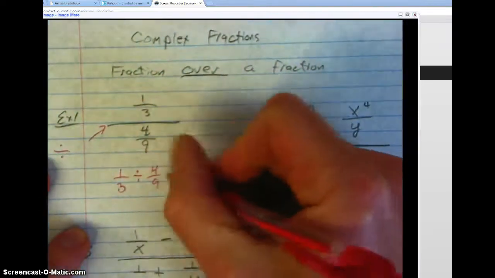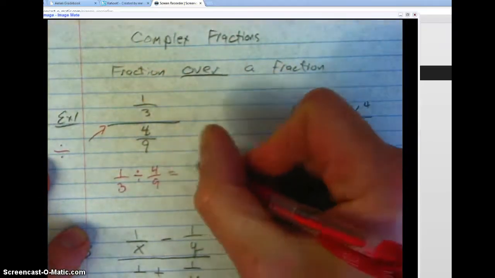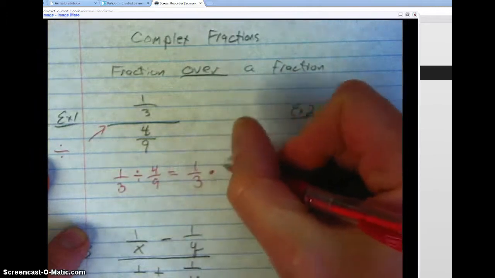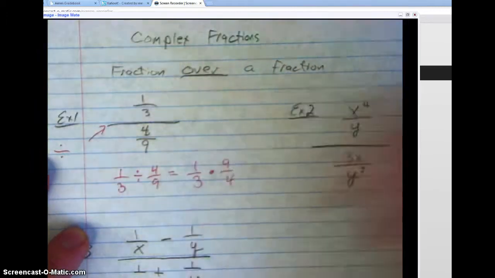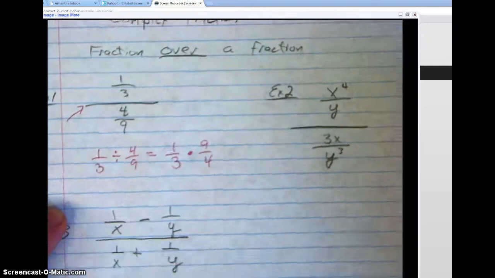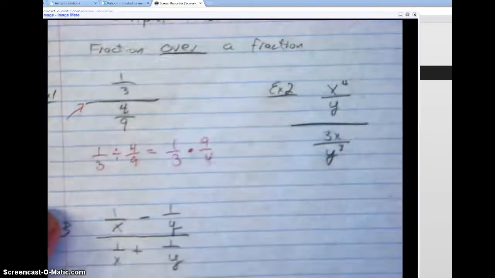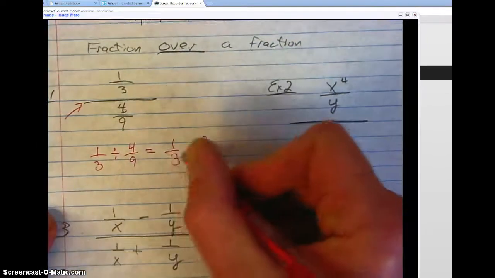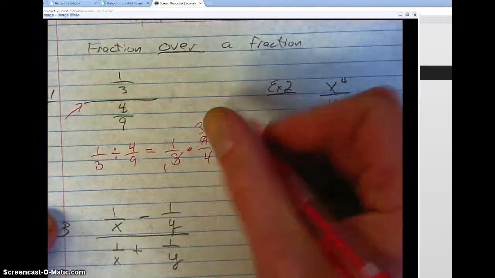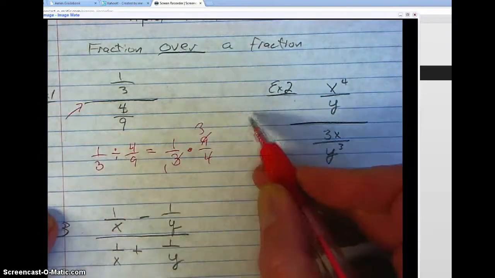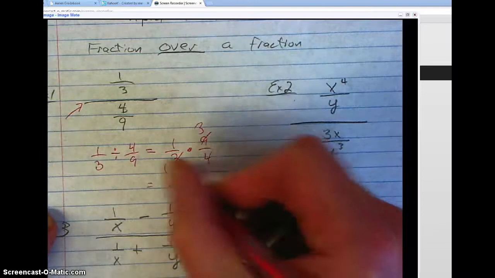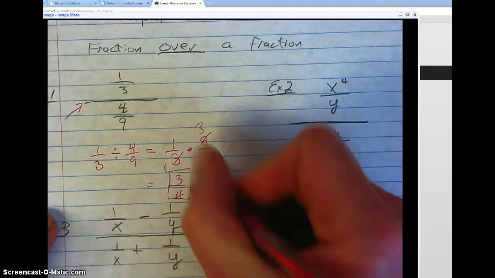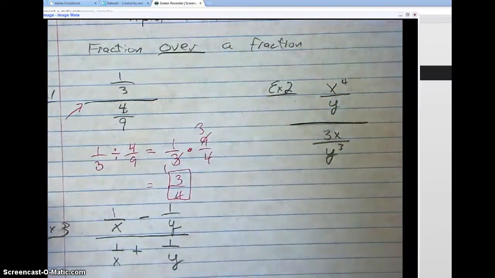Well, you know that dividing fractions is the same as multiplying by the reciprocal. So 4/9 becomes 9/4. Now, if you can simplify, which obviously 3 and 9 can be simplified, that becomes 1, that becomes 3. Now that you can't simplify, you multiply. 1 times 3 is 3. 1 times 4 is 4. The answer is 3/4. How easy is that?